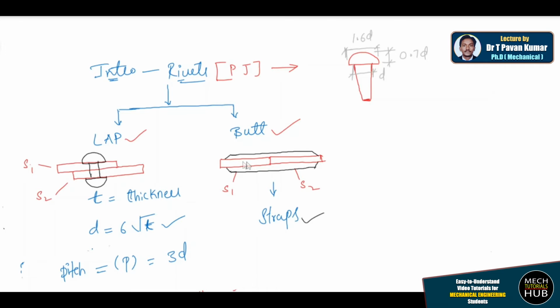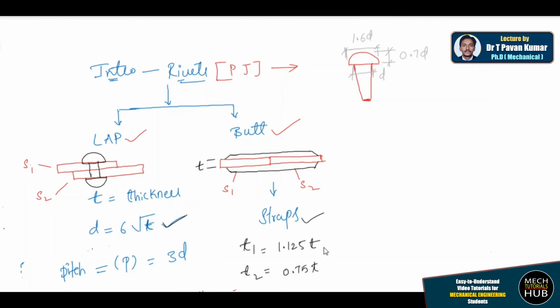Now, initially the sheet is called T thickness. Whenever you talk about straps, two things come into the picture, T1 and T2. T1 is equal to 1.125 into T. T2 is equal to 0.75 into T. Now what is T? T is the thickness, which we can calculate through d is equal to 6 root T. So from here we can easily calculate the T value, and based on this T value, we can easily calculate T1 and T2.